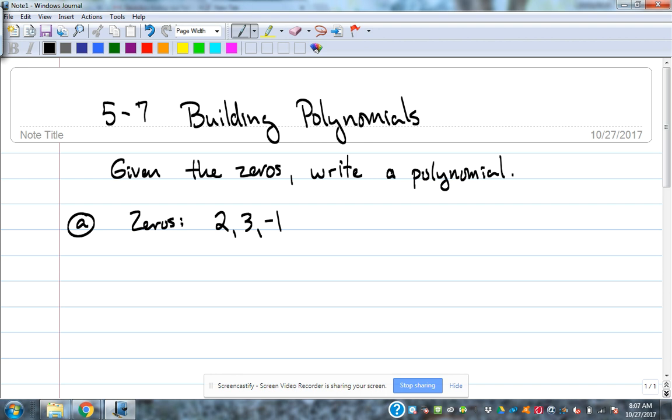That's the zeros. If there are 3 zeros, we know that this polynomial should have what degree? X to the third. 3 zeros, third power. So we know when we get done, we should have something x cubed and then something after that. Now, the way to do this is to start with the factored form. What is the factor that goes with 2 being a 0? X minus 2, x minus 3, and then x plus 1.